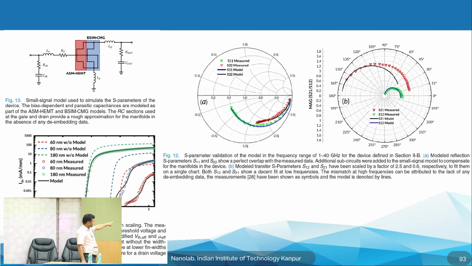So, this is the IDS versus VGS showing the impact of the depletion width, and this is the RF validation part. Okay.